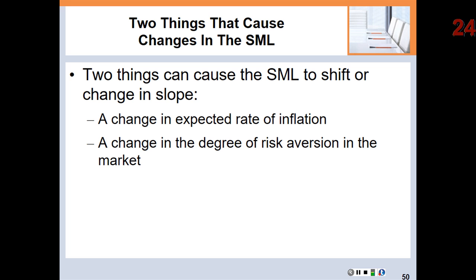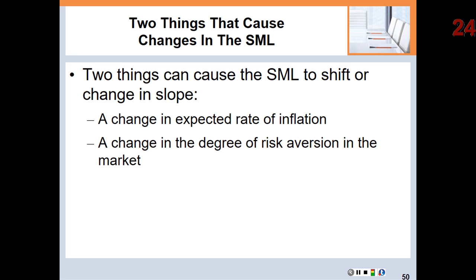One is going to be a change in inflation, the expected rate of inflation. A second item is going to be a change in the degree of risk aversion, that is, the risk aversion of investors in the market. So we'll look at each of these and what they do. The first item, a change in expected inflation.